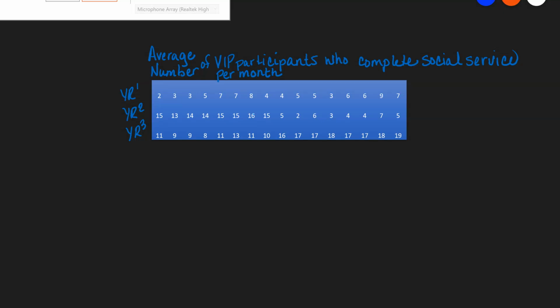We asked our intern how they got this sample, and they told us that they randomly assigned the thousands of VIP participants a random number, and then every month they selected randomly so that everyone had the same chance of being chosen for the sample. They randomly selected folks by their random number and recorded whether or not they had completed whatever social service program they'd been assigned to that month. So we know we have a random sample.